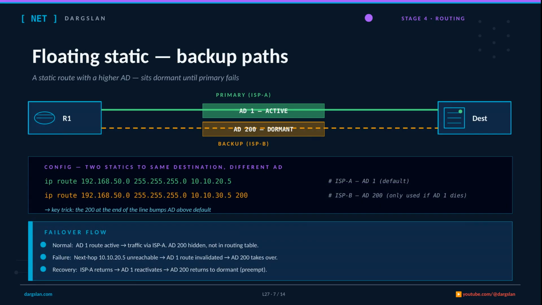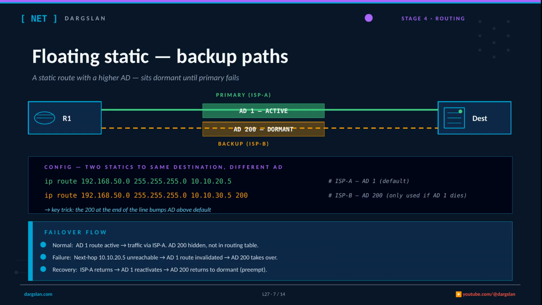Now here's a clever trick built right on top of that AD concept, the floating static. You configure 2 static routes to the same destination, but you tack a higher AD onto the second one, like the 200 you see at the end of that second line. Because the router always prefers the lower AD, only the ISP A route sits in the table. The backup floats invisibly in the wings.